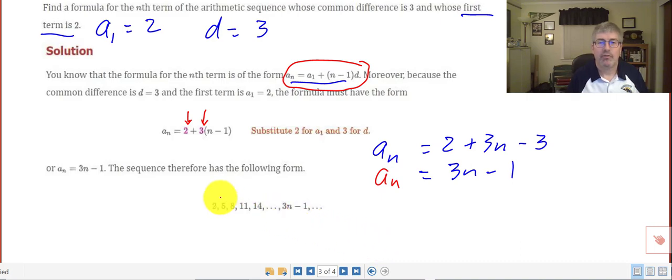So then substituting in other values, for n equals 1 we get 2, n equals 2 we get 5, and n equals 3 we get 8, and so forth.